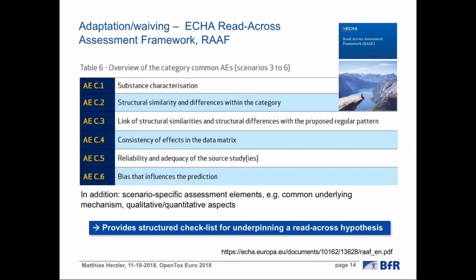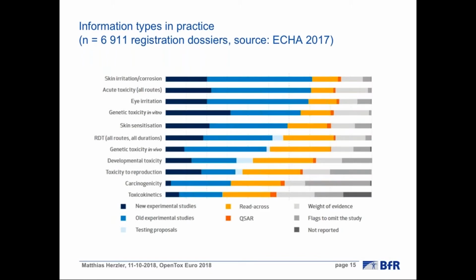But as I said, it is not only an assessor checklist, but also for people doing read across. It's very interesting. If you're planning to develop read across tools, I can only recommend that you go through this document. So how does it work in practice? What kinds of information do we get? This is based on almost 7,000 registration dossiers from the higher tonnage levels. This is from 2017. ECHA's report for 2018 is not yet there.